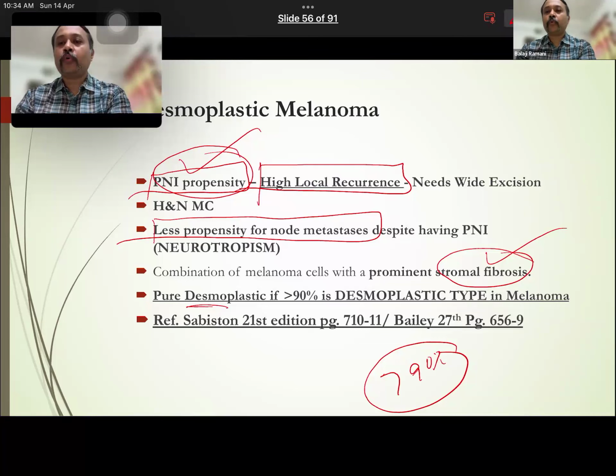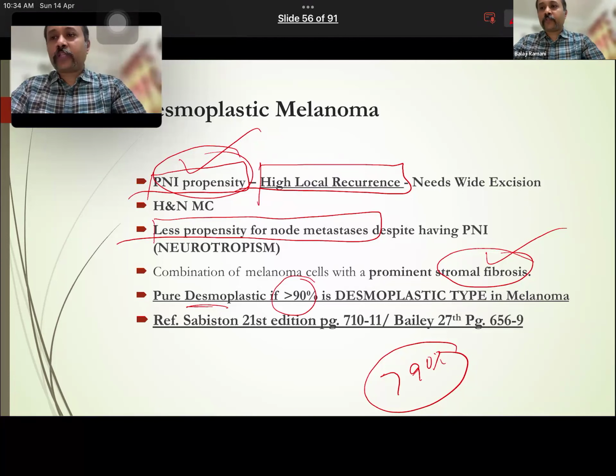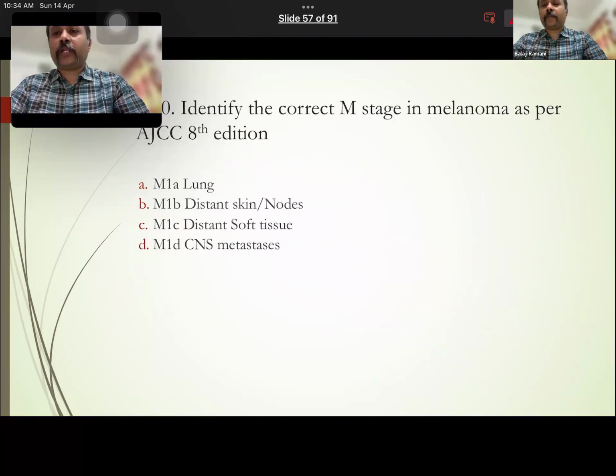So for this pure desmoplastic melanoma, some people say you can avoid an SLNB, but currently most people still follow the same thing, whatever be the subtype, except for the depth of the lesion. All other melanomas more than or equal to 0.8 millimeters in depth need a sentinel lymph node biopsy in management.